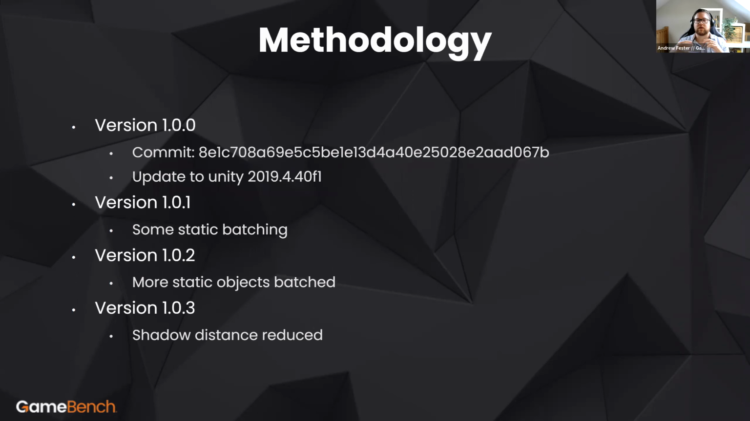So just to give you an idea of what I've done, if anyone watches the video again and wants to type out the commit ID, good luck. This is the version of Unity I was using. I made no changes in version 1. I did some static batching, found a whole bunch more for 1.02, and then I reduced the shadows quality in the third version just to see if that made a difference.